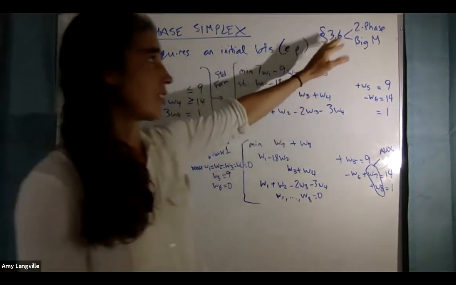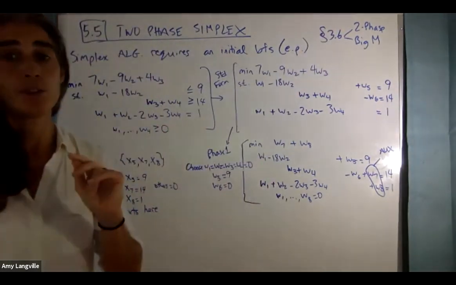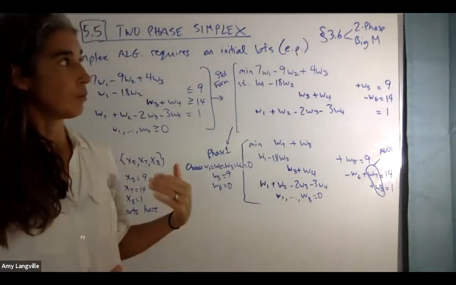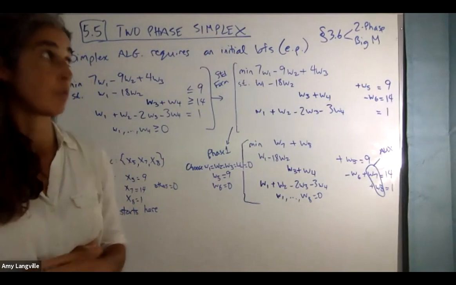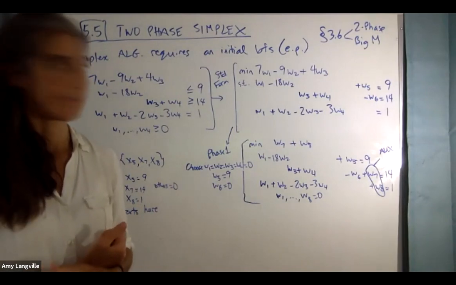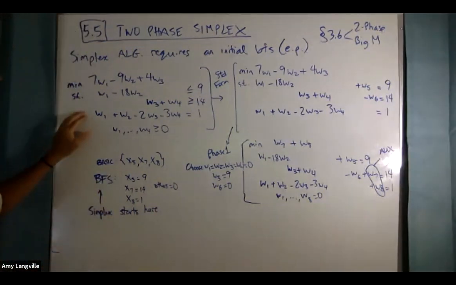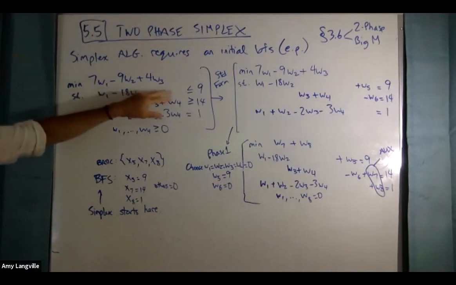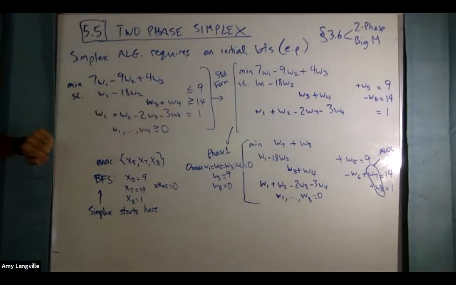In section 3.6, we had two methods for doing that, the two-phase or the big M. And we're going to show you the two-phase here for the simplex, but you could also do a big M as well. So let's take a look at this example. Suppose we have this linear program, right? No problem. It's not in standard form though. This is good, all the variables non-negative, but we have some inequalities we need to transfer into equalities.